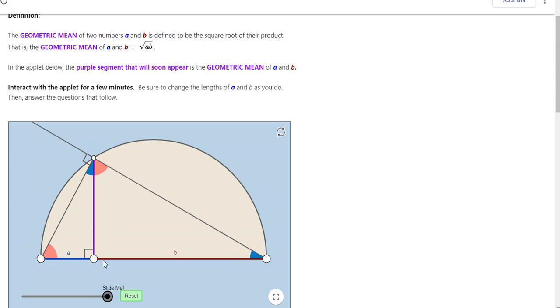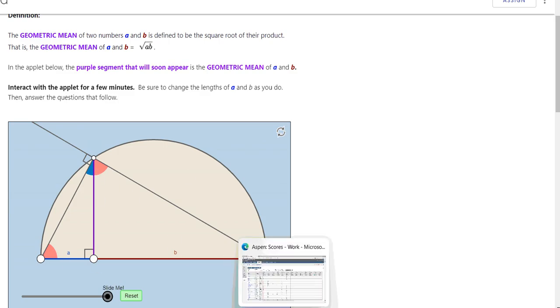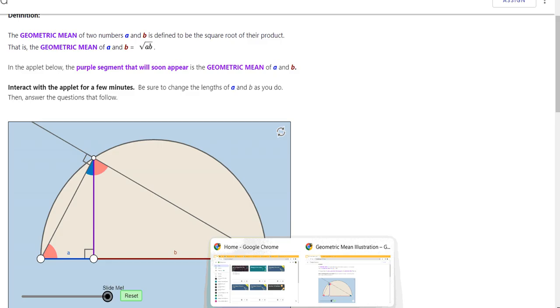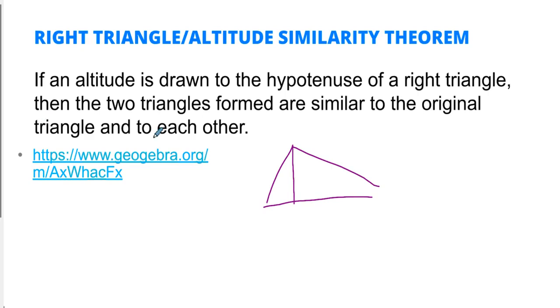So we have two triangles that are small that have a blue and a red, blue and red, and then one triangle that's big that has a blue and a red. So all three of these triangles are similar, and that's going to really help us out with learning all these other theorems.